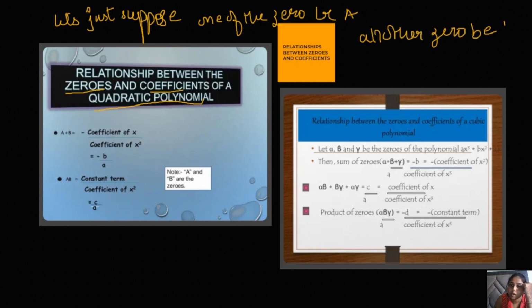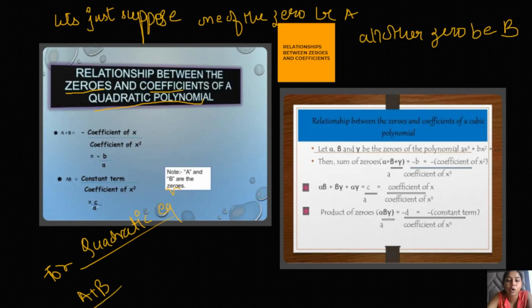A quadratic equation is something having 2 as the highest power of the variable. So for a quadratic equation, pay attention to this guys, this is a very new topic for you, right? The sum of the zeros will be equal to minus b by a. What is this b by a? For a quadratic equation, the general form is ax square plus bx plus c. Am I right? So in this particular case, this is b and this is a.